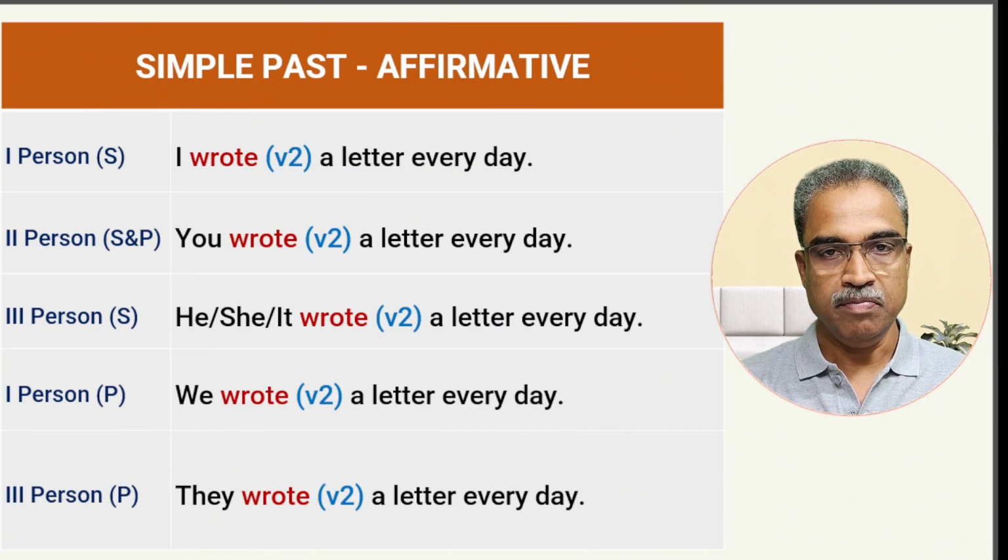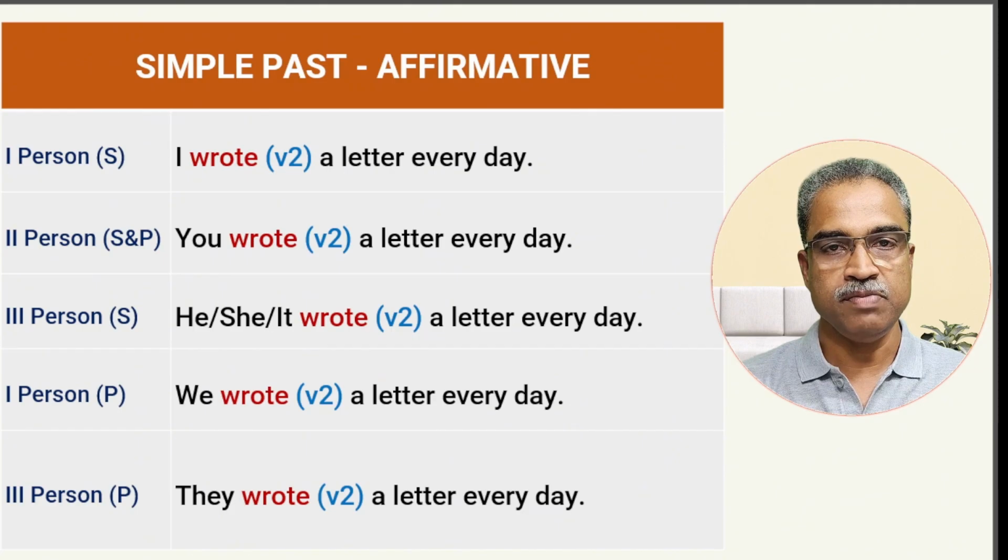But here, this is simple past tense. So the verb form will be V2. It's not V1 present form, the root form like in the simple present. This is past, so we need to use the verb's second form, that is past form or verb 2, or V2, what we call. So our example verb is write. The V2 form of the verb write is wrote. So simple. I wrote a letter every day.